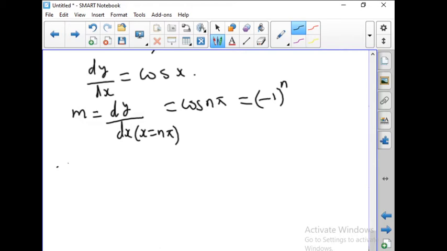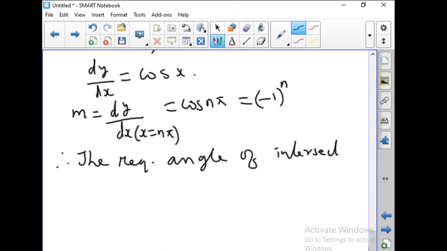So therefore, the required angle of intersection, okay, where it intersects the positive x-axis. Okay, the angle of intersection is tan inverse of minus 1 power n. Okay, tan inverse of minus 1 power n. So this gives us pi by 4 when n is even.